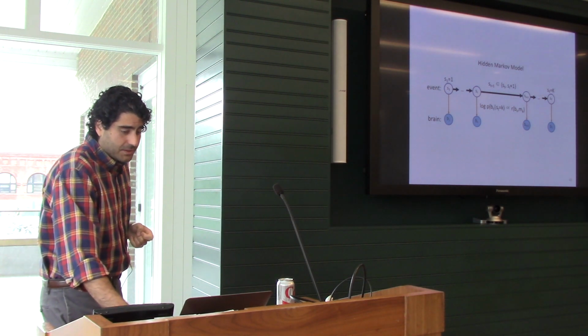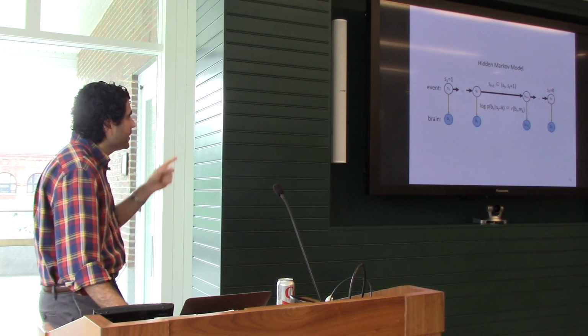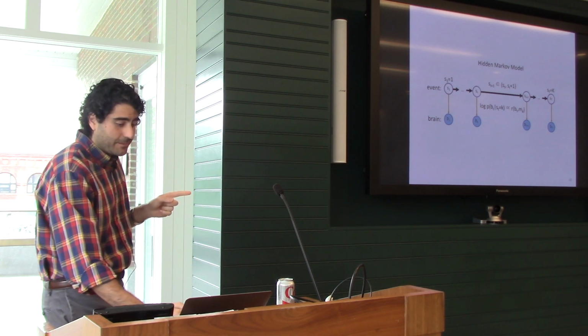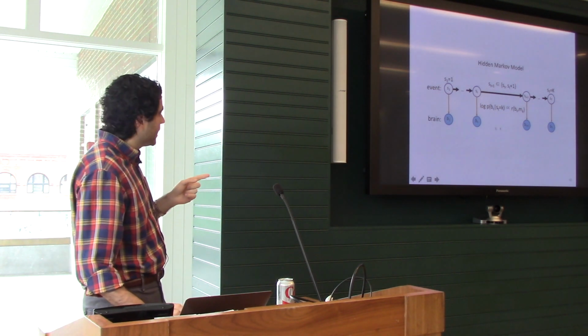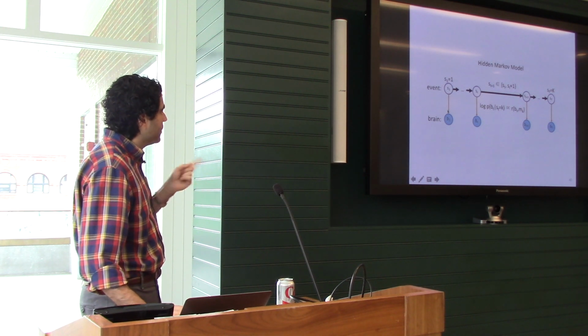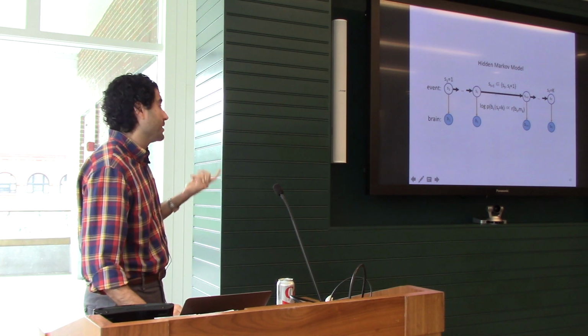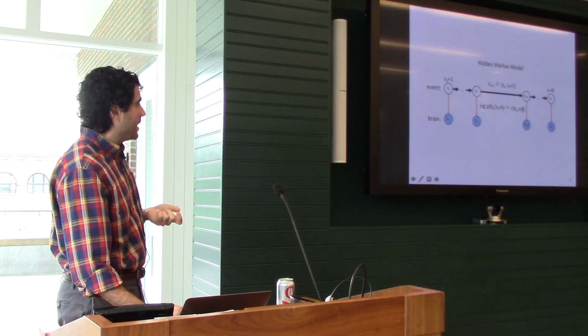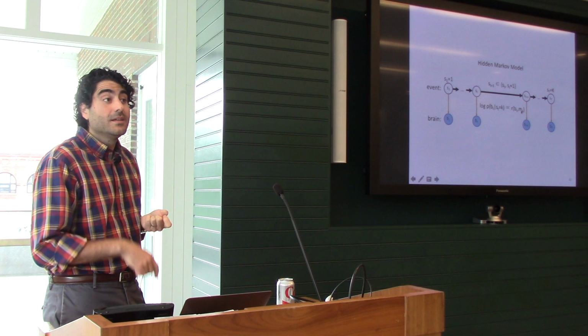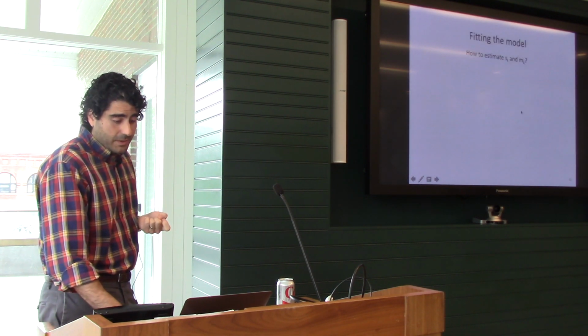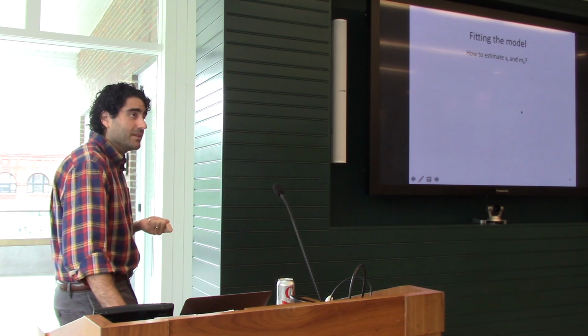So the last question is how you actually fit this model. The data that we have is the blue stuff, and the things we don't know are this latent event structure, which is really one of the things we care about. And the other thing is we don't know these M sub k's. We don't know what the events look like. So how can we estimate these two things?